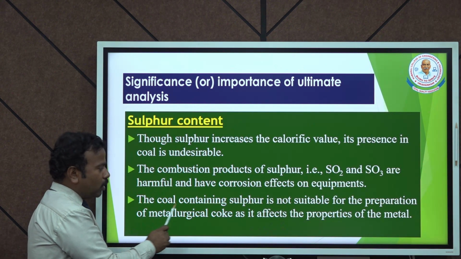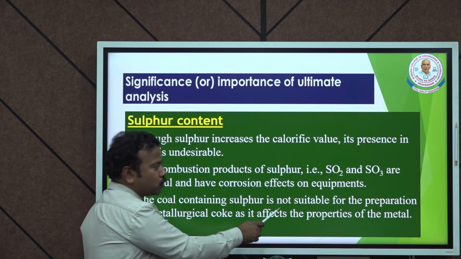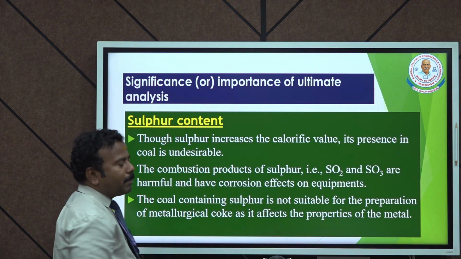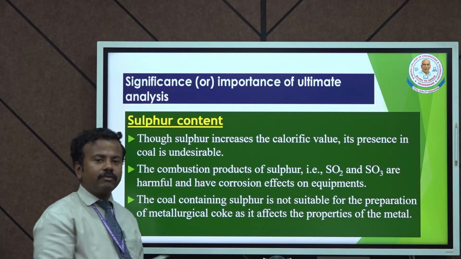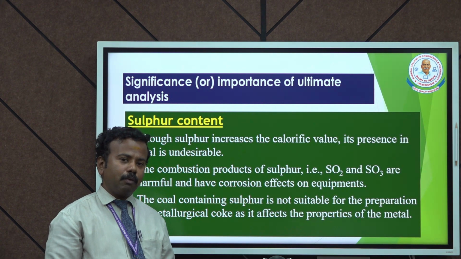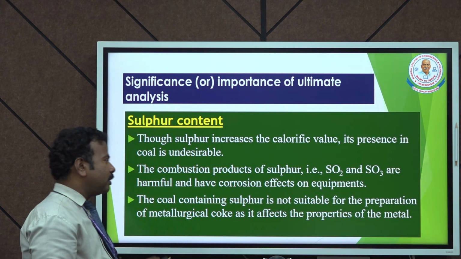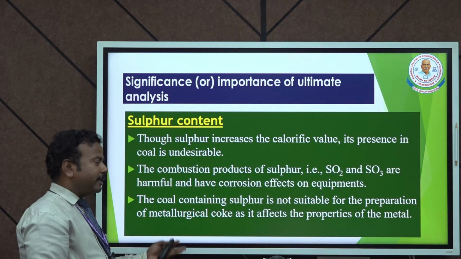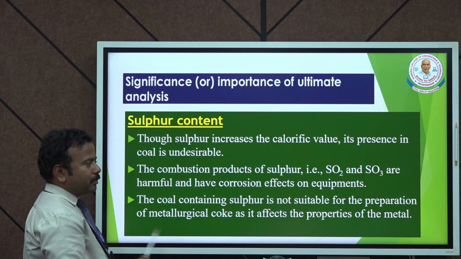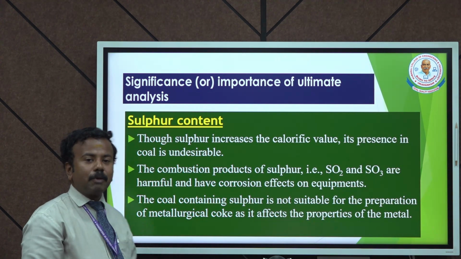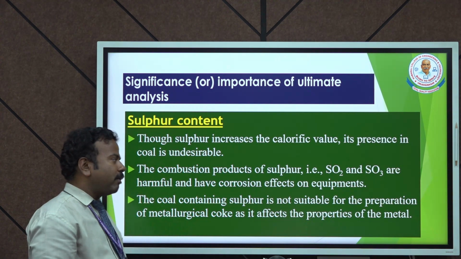Then, coal containing sulfur is not suitable for the preparation of metallurgical coke, and it affects the properties of the metal. For example, a higher percentage of sulfur content in the coal may affect the products of the metallurgical coke and the properties of the metal, so it should be avoided.